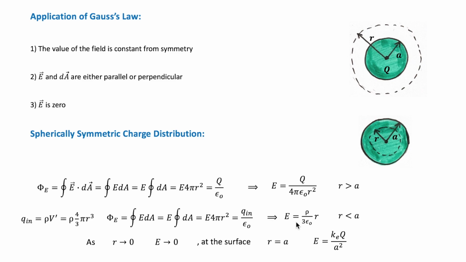So this equation shows that as r goes to 0, as we approach the center of the sphere, the electric field approaches 0. And also at the surface of the sphere, where r is equal to a, we get this expression, k e Q over a squared, okay?